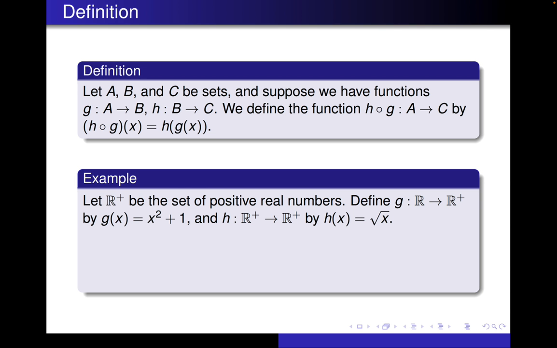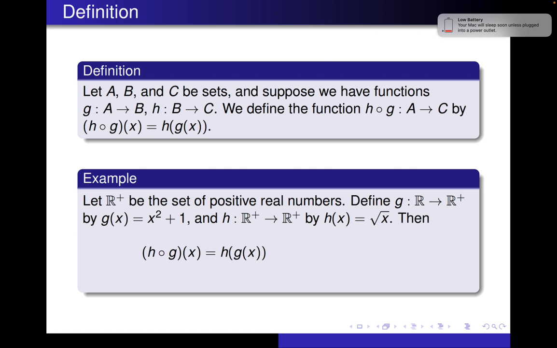So let's see if we can figure out what h circle g of x is going to be. And remember, the first thing we're going to do is take that x and put it into g. Well, right, so we get h of g of x. Our g of x, we have a formula for that. That is x squared plus 1. So we're going to replace that g of x with x squared plus 1. Now the second part's a little bit tricky, because we're doing an output of h, but the input is x squared plus 1 and not x.